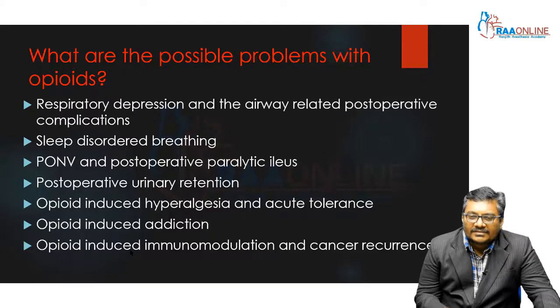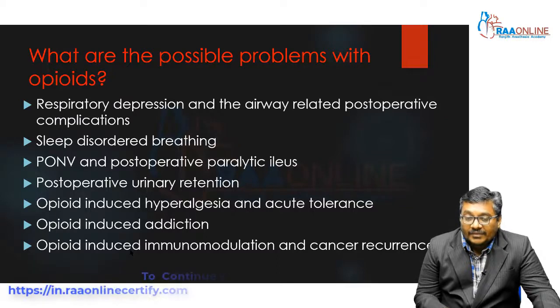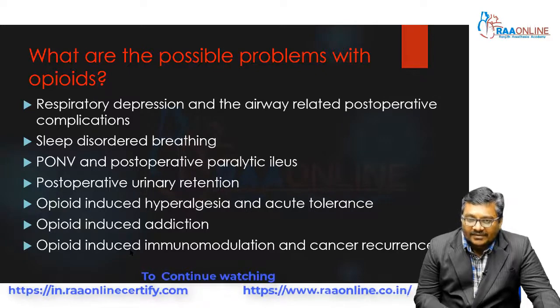Then next, as known to everybody, the prevalent and liberal use of opioids without any regulation is going to land up in a lot of drug addiction among the population. And also they are claiming that opioids induce immunomodulation and also increase the rate of cancer recurrence. So, these are the possible problems that opioid usage has.